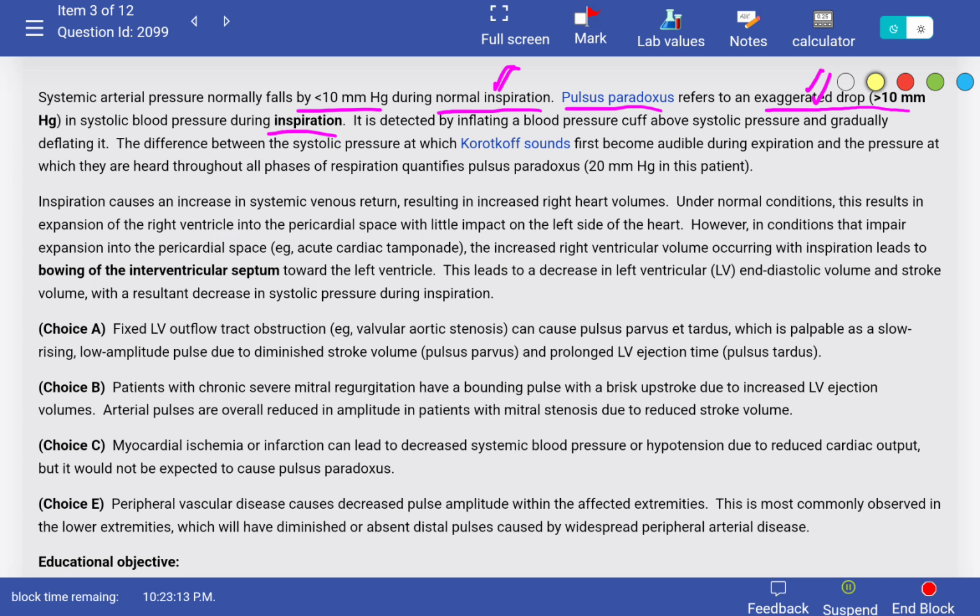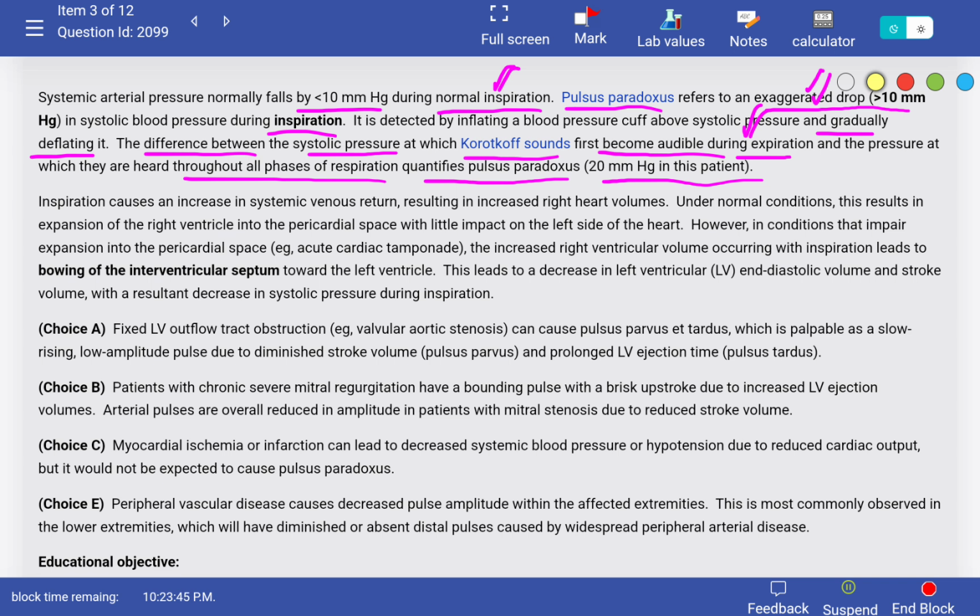It is detected by inflating a blood pressure cuff above systolic BP, like in this case up to 140 mm of mercury, and gradually deflating it, so the BP will go down, right? The difference between the systolic pressure at which Korotkoff sounds first become audible during expiration, like in this case at 120, and the pressure at which they are heard throughout all phases of respiration quantifies pulsus paradoxus, that is 20 mm of mercury in this patient, right?